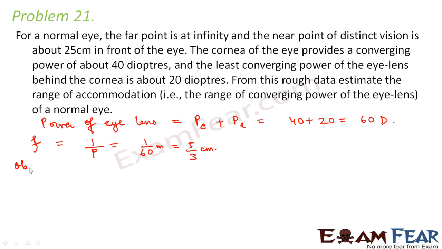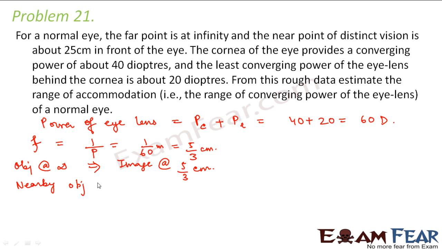So this is the focal length of this eye lens. Now, if the object is at infinity, where will the image be formed? The image will be at the focal length. That means the image will be at 5 by 3 centimeter distance. Now, what about nearby objects?